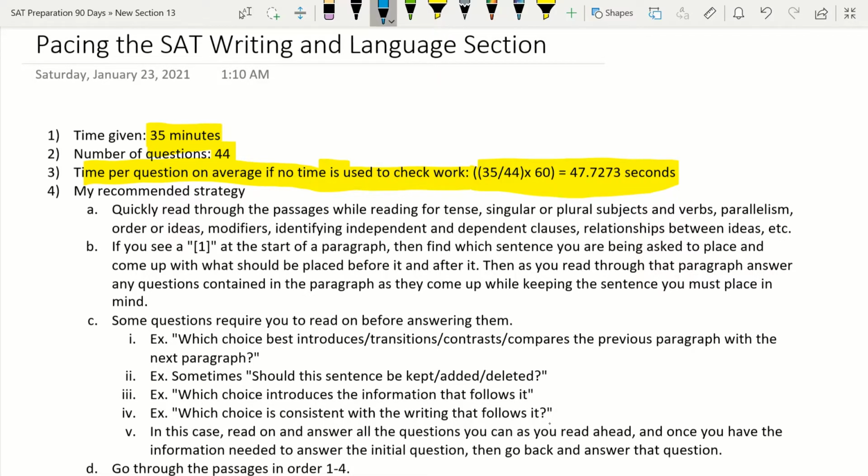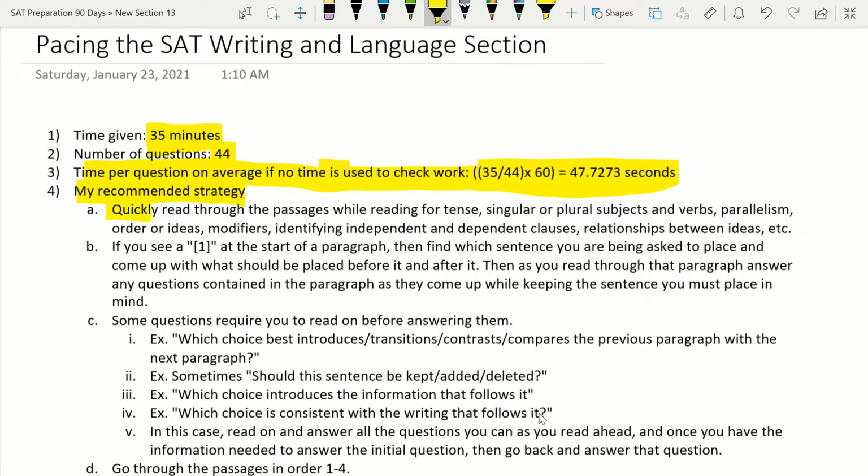I've obviously done fairly well in my opinion, scoring perfectly on back-to-back SAT tests on the writing and language section. So what's my recommended strategy for this section? Well, my recommended strategy consists of multiple parts, but it's more focused on strategies as you go through it than picking and choosing certain passages. So let's quickly run through what I would recommend doing to pace the SAT Writing and Language section.